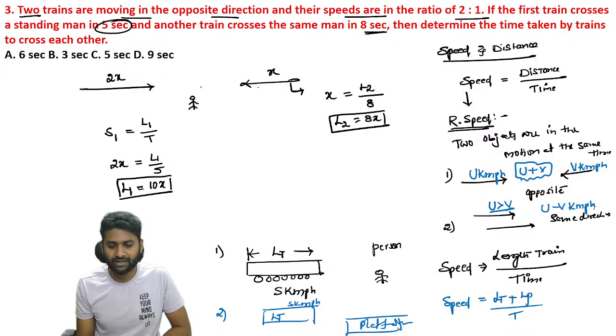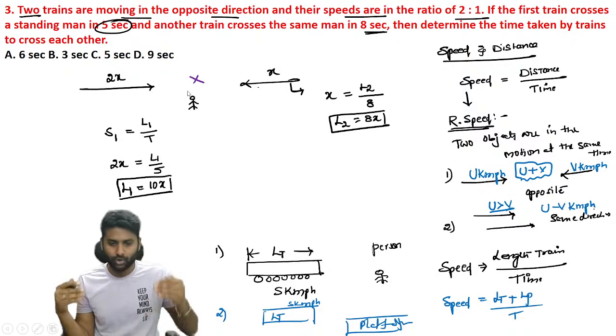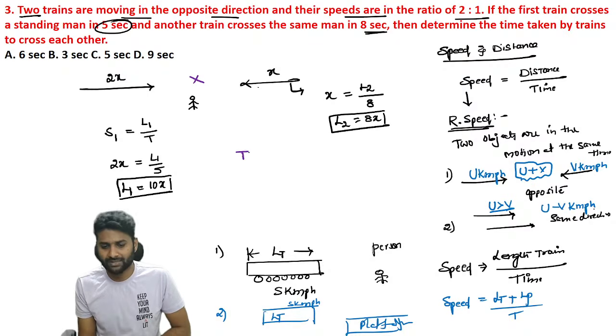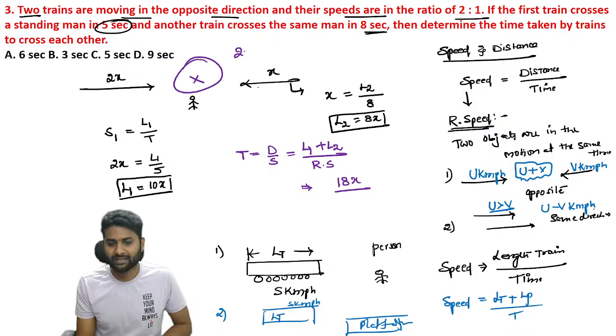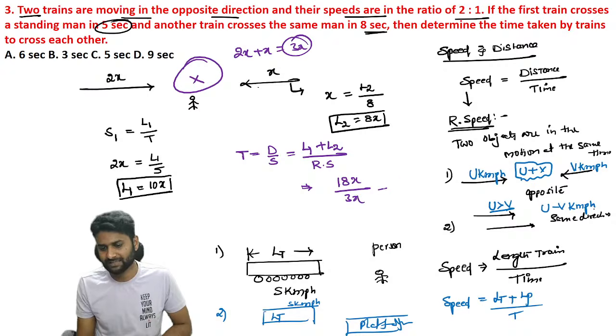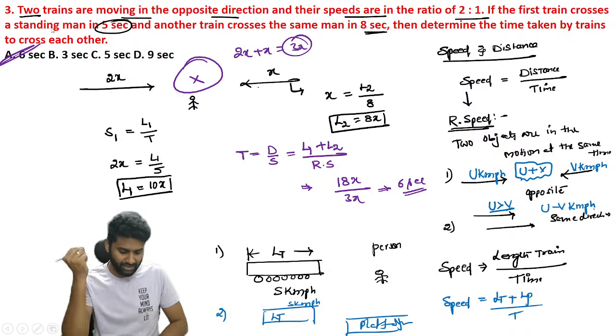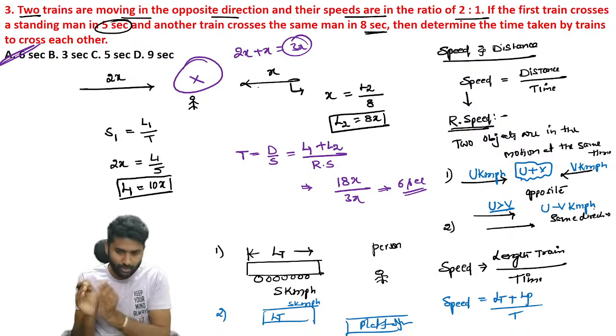Then we have to identify how much time it takes to cross both the trains. Time is distance by speed. Distance means the length of train 1 plus the length of train 2, divided by the relative speed. The length of both trains is 18x. The relative speed is the sum of those speeds, which is 3x. So it takes only 6 seconds to cross both the trains. It's all about that concept.